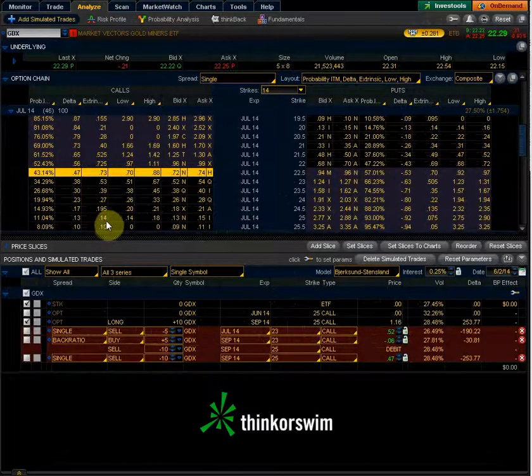Here's my extrinsic value, 14 cents. There's not a lot of extrinsic value. You can see the extrinsic value is at the highest right there near the at-the-money price, 22.29, and this is the 22.5 strike. So we've got 73 cents of extrinsic value at that point.